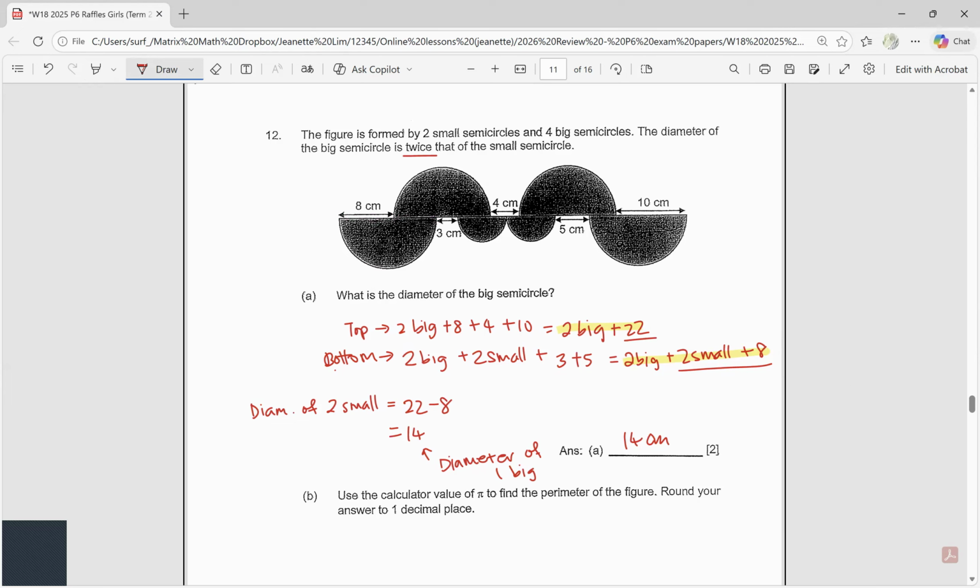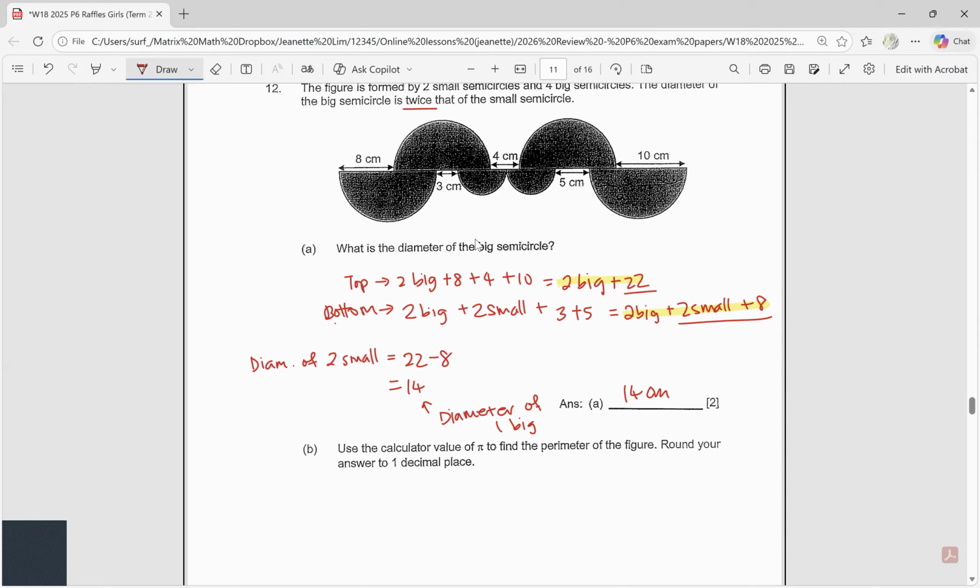Okay, then for B, use the calculator value of pi to find the perimeter of the figure. Round your answer to 1 dp. Okay, so the diameter of the big one is 14. What's the diameter of the small one? Because if you want to find the arcs, you need the diameter. So the diameter of one small will be 14 divided by 2.